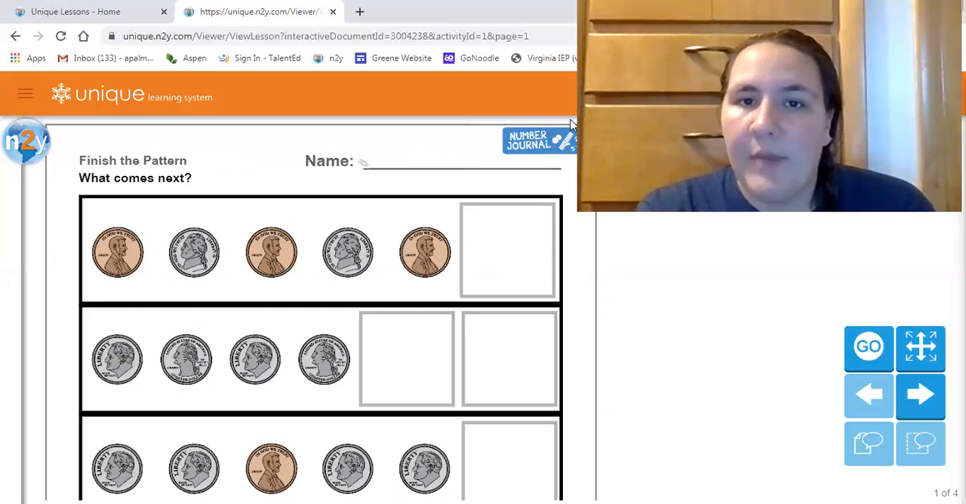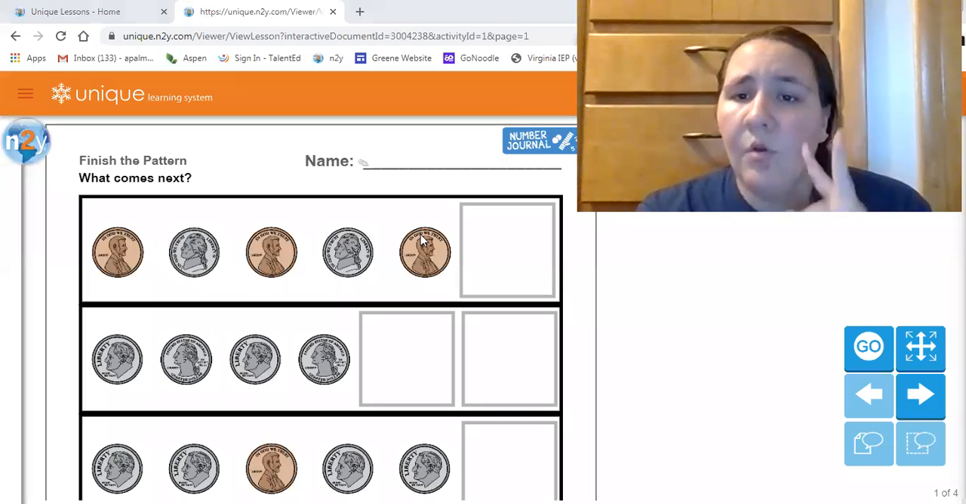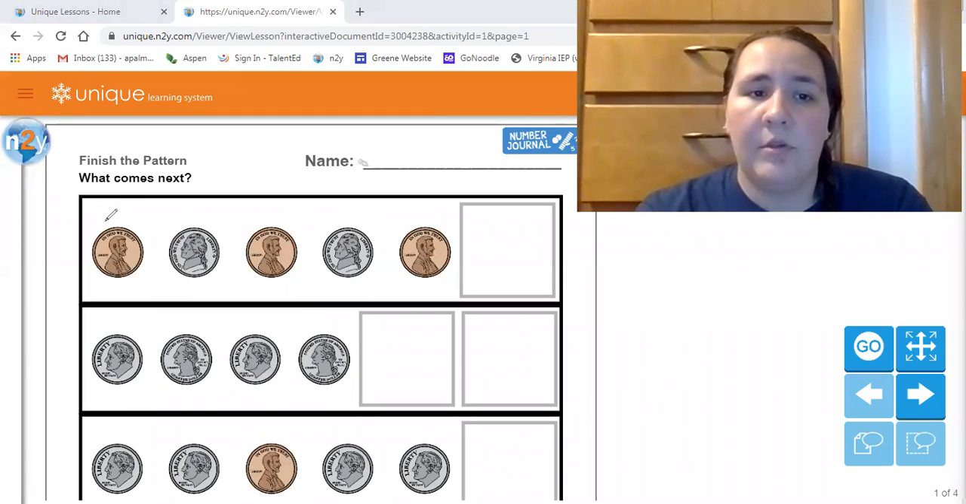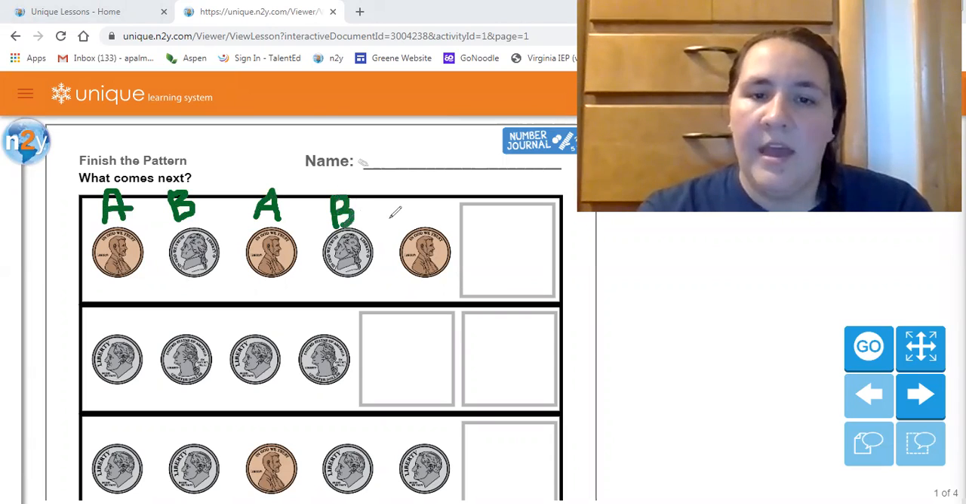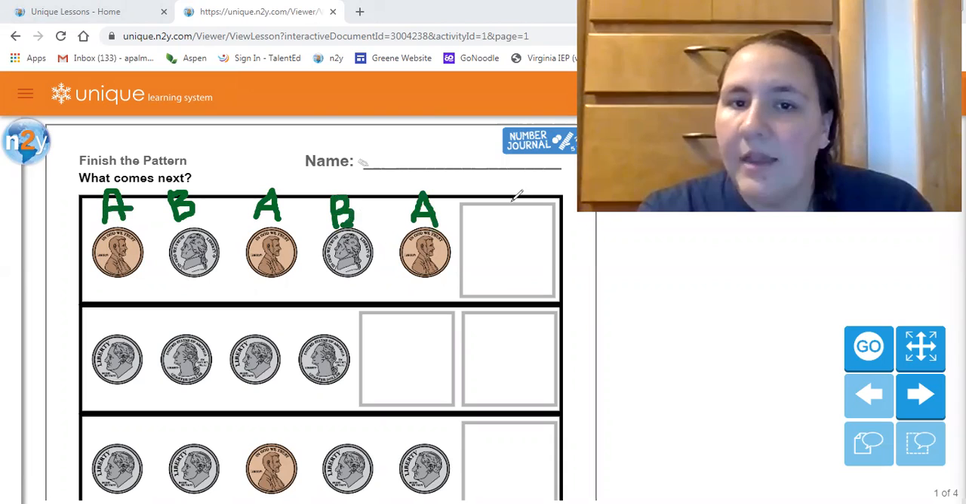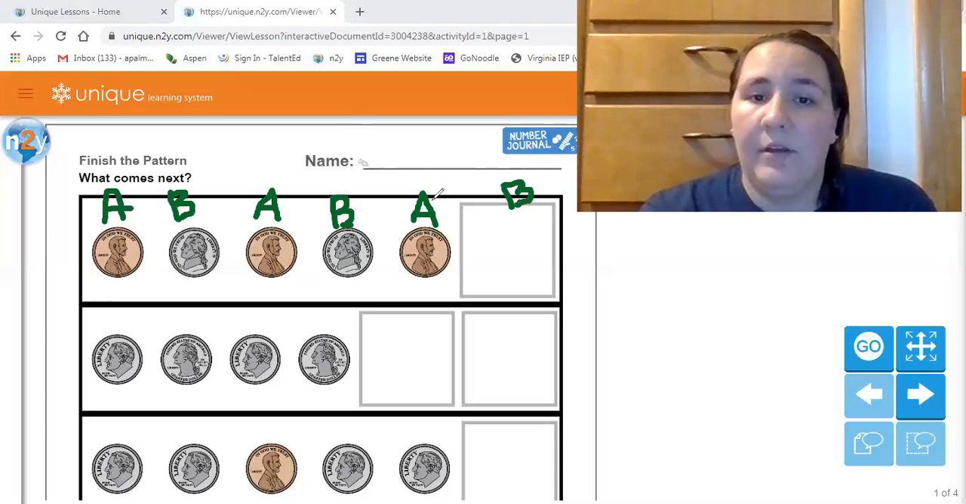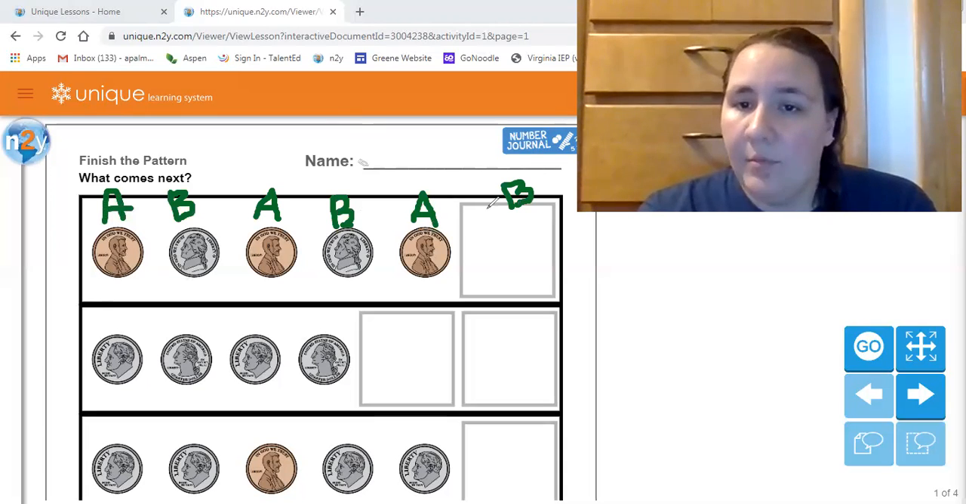So this type of pattern, let me go ahead and get my marker out, is called an A-B pattern because it is only two things switching. So this would be A, B, A, B, A, and what would come next if we had to guess? Yeah, B, right? Because it's an A-B pattern, I can always look at what the last letter is. So if the last letter is A, then I know my B comes next.